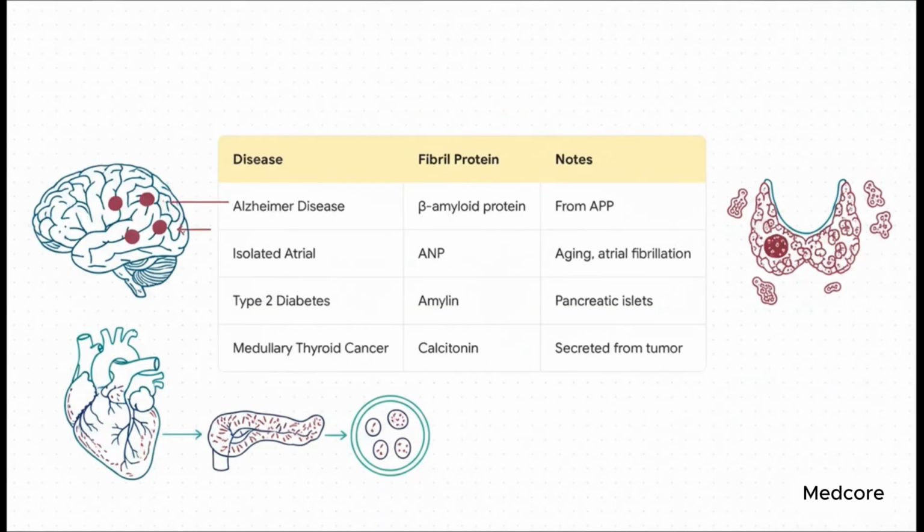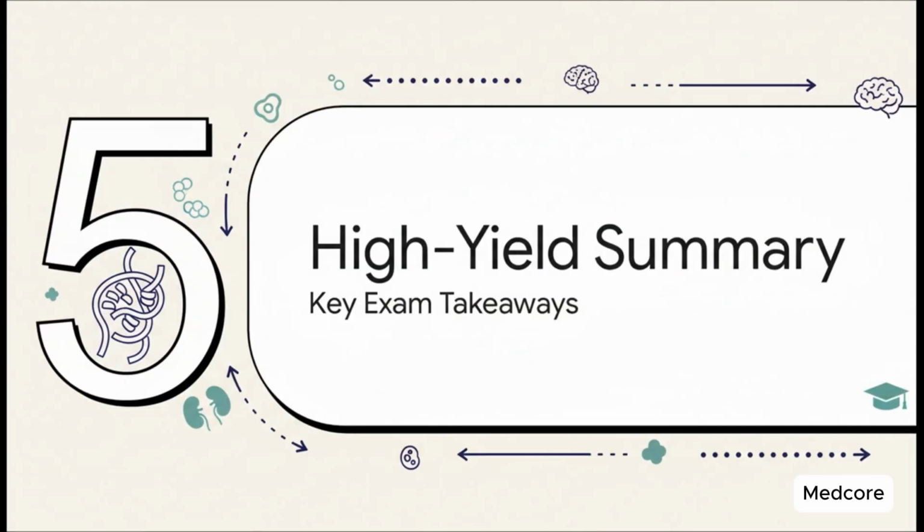Alzheimer's disease, those classic senile plaques in the brain, are made of A-beta amyloid. Type 2 diabetes? Yep, a protein called amylin can form amyloid deposits right in the pancreas, which can hurt the insulin-producing cells. Medullary thyroid cancer is another one. The cancer cells themselves crank out so much calcitonin that it deposits as amyloid within the tumor. And in many older individuals, you can find isolated amyloid in the atria of the heart, which is linked to atrial fibrillation.